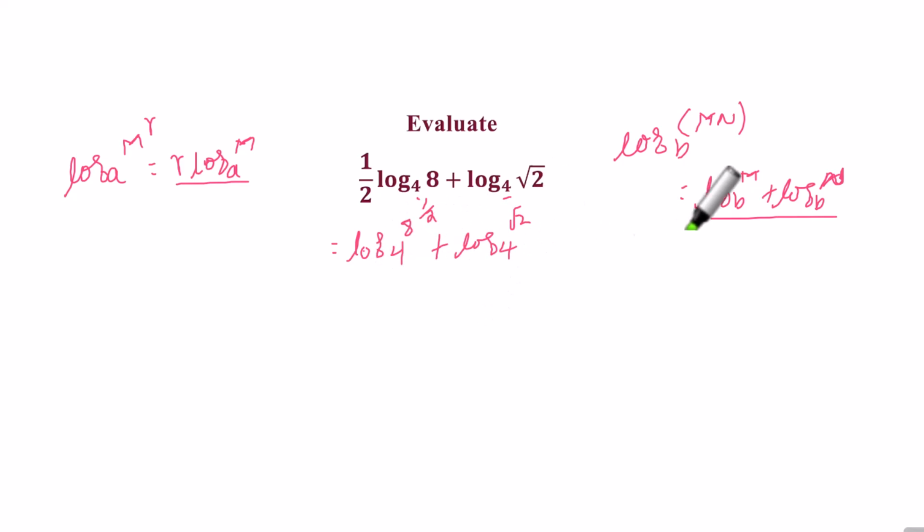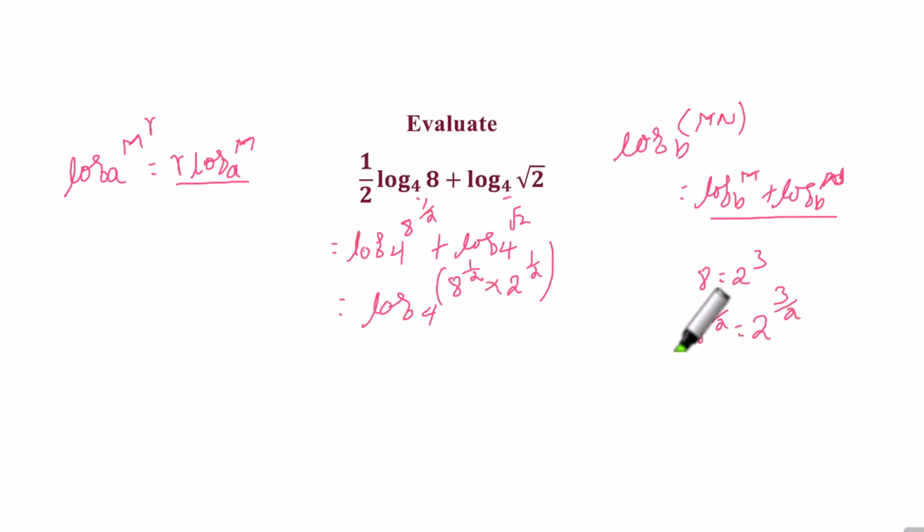So now we can apply this product rule. It becomes the logarithm with the base constant, 8 to the power of 1/2 times, and we can write this one in exponent form, so 2 to the power of 1/2. Then 8 means 2 to the power of 3, so 8 to the power of 1/2 means 2 to the power of 3/2.